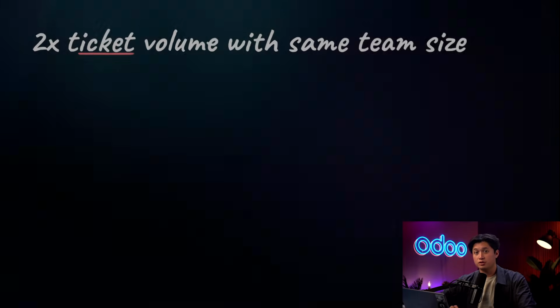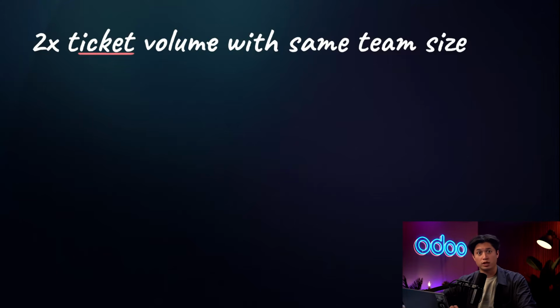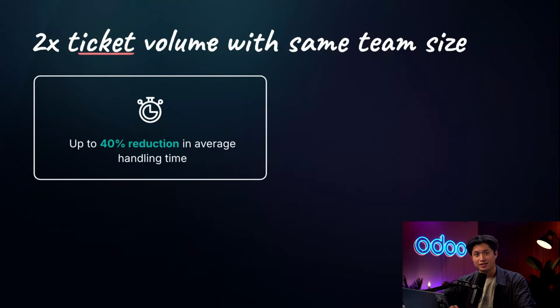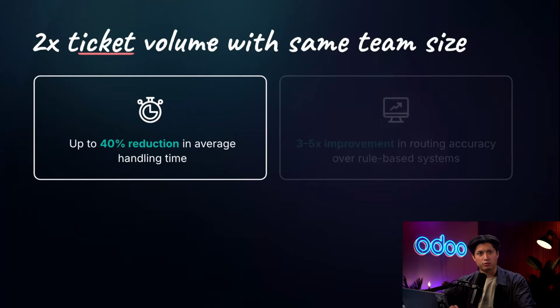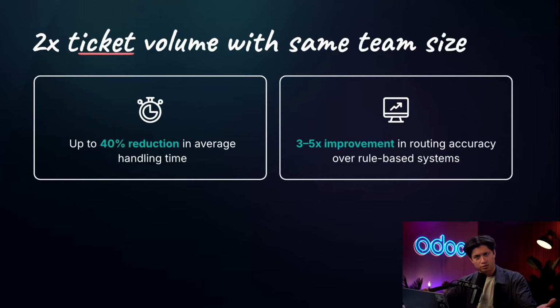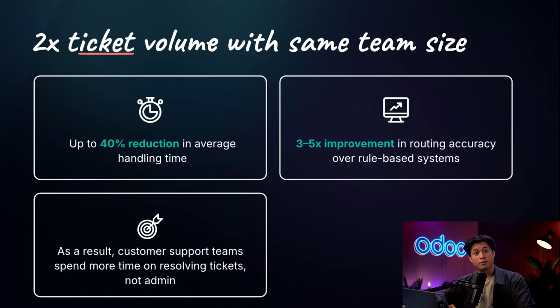rules. That means you and your team can handle twice the volume with up to 40% reduction in handling time and 3 to 5 times better routing accuracy. What's the result? Your reps spend more time resolving issues and less time managing them.